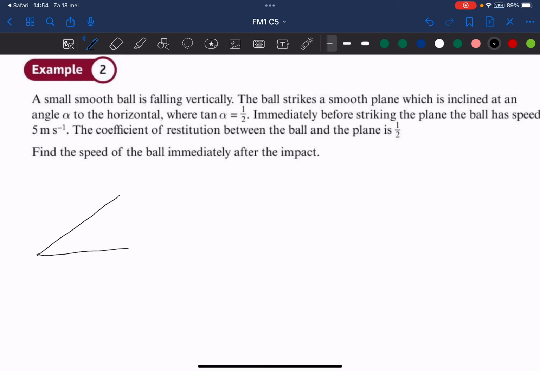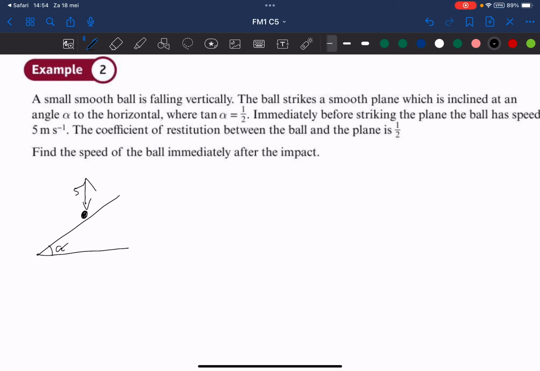We've got some angle alpha, all well and useful. We've got some particle, which I'm going to draw. We've got a little bit of work to do here, don't we? So, it's falling vertically, okay. Bearing in mind, I've not done these questions before, so I'm just doing them as I read them.